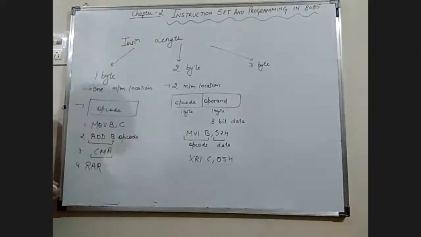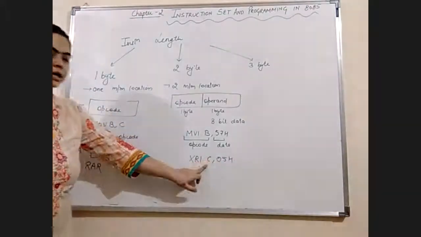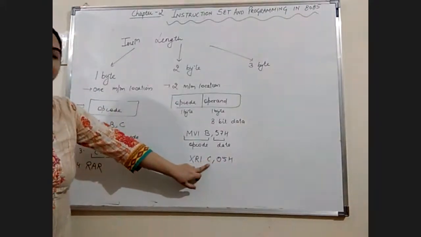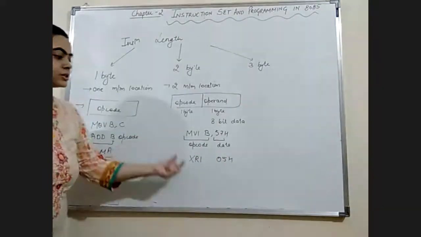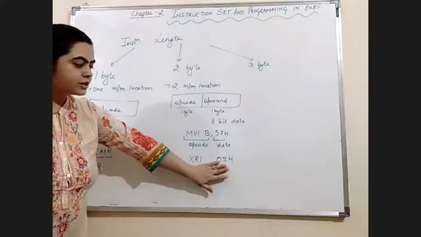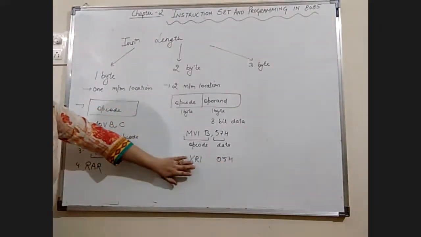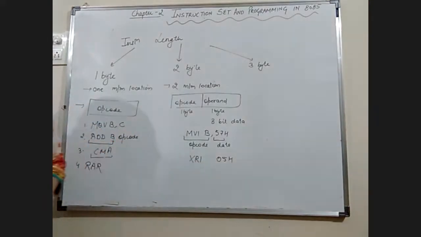Second example we can see is XRI 05H. This instruction means we XOR the contents present in the instruction with the contents of the accumulator, and finally the result is stored in the accumulator itself.